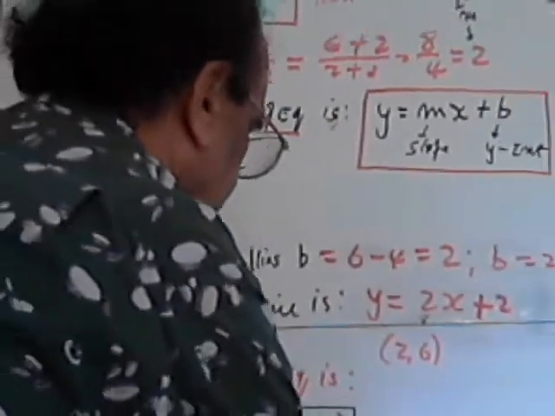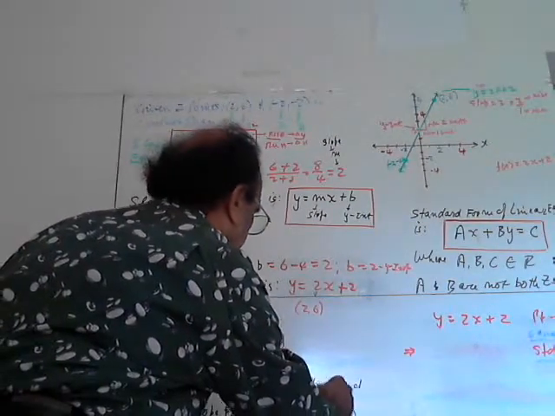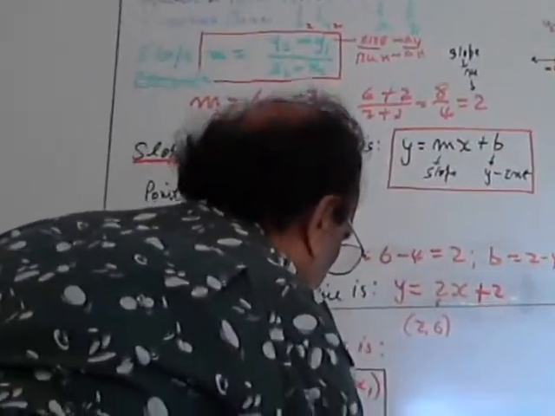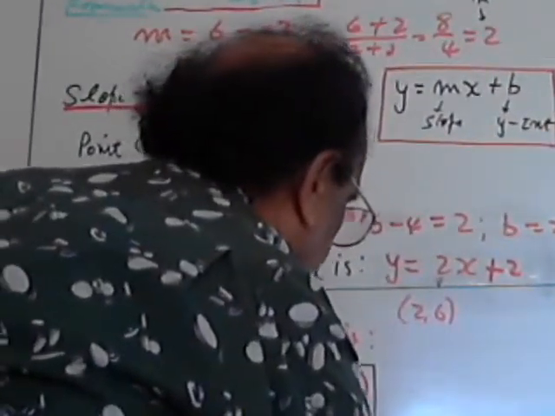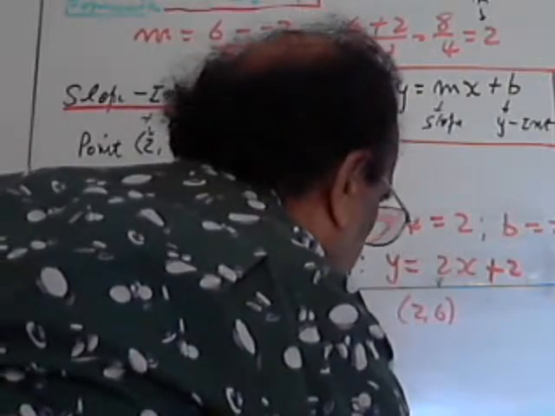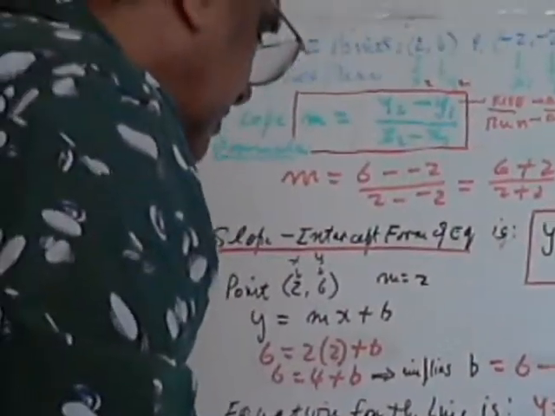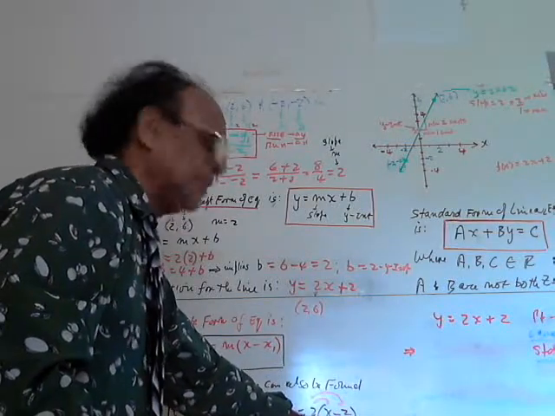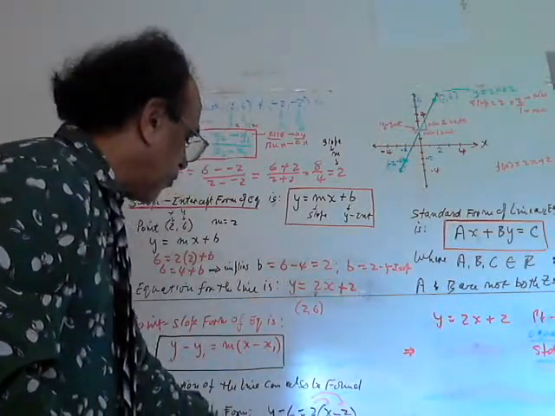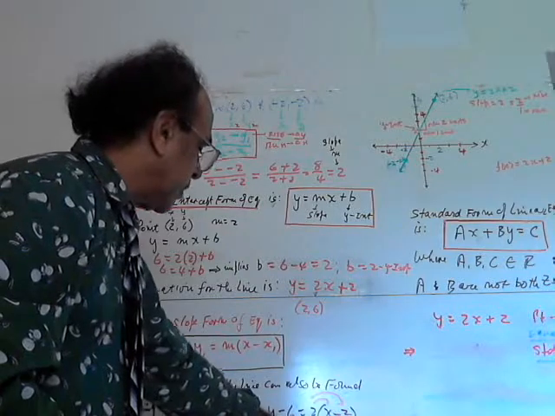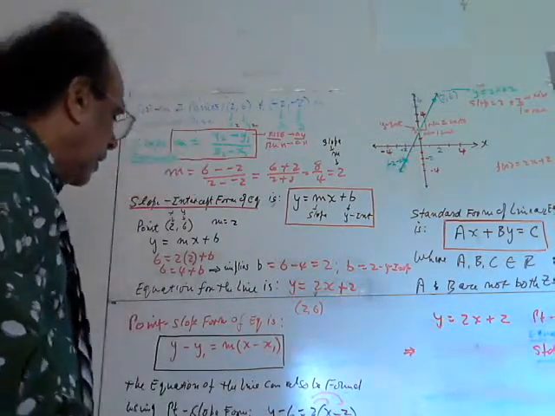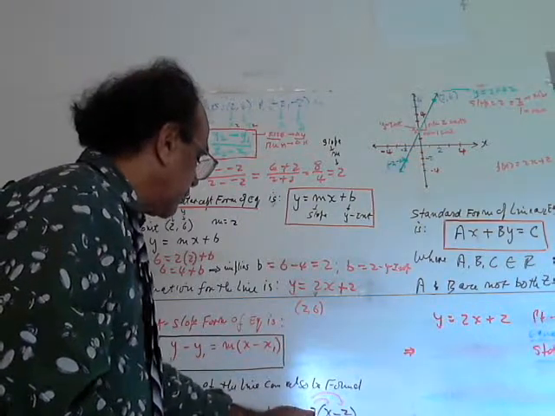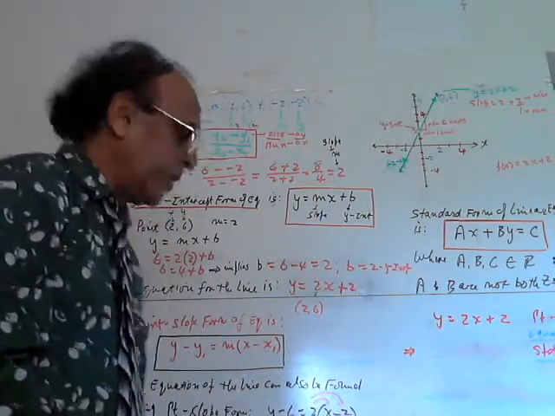And if I use the distributive rule here, I will get rid of the parentheses, and this gives me y minus 6 equal to 2x minus 4. Now this is the equation in point-slope form: y minus 6 equal to 2x minus 4. How did I get this minus 4? Because 2 times x is 2x, and 2 times minus 2 gives me minus 4.